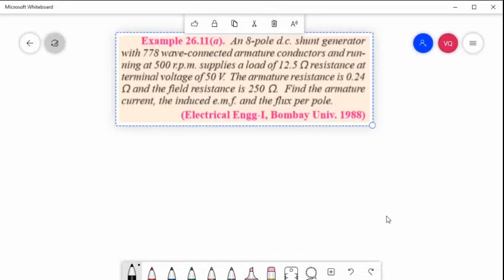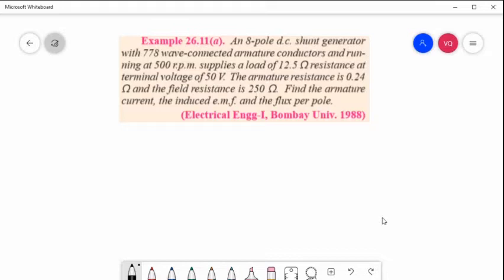Next problem is example 26.11. So, an 8-pole DC shunt generator with 778 wave-connected armature conductors and running at 500 RPM supplies a load of 12.5 ohm resistance at terminal voltage. This is 250. That is 250. Correction on the PDF. So, the armature resistance is 0.24 ohm and the field resistance is 250 ohm. Find the armature current, the induced EMF, and the flux per pole.